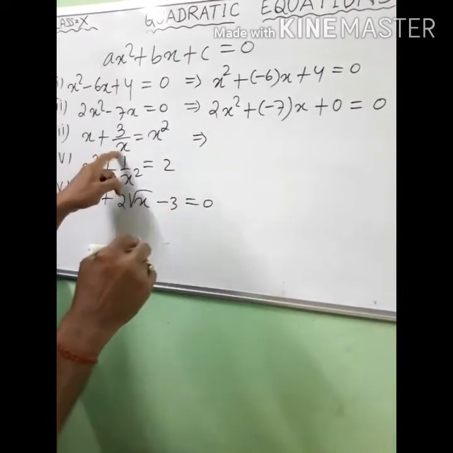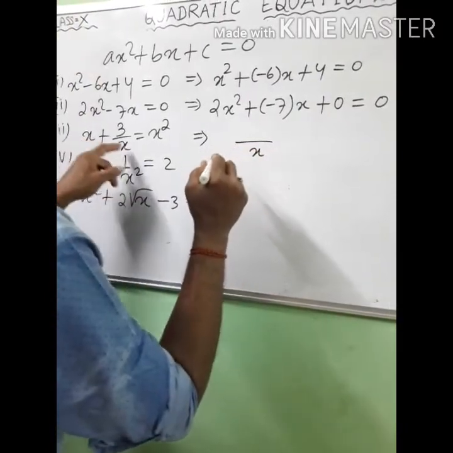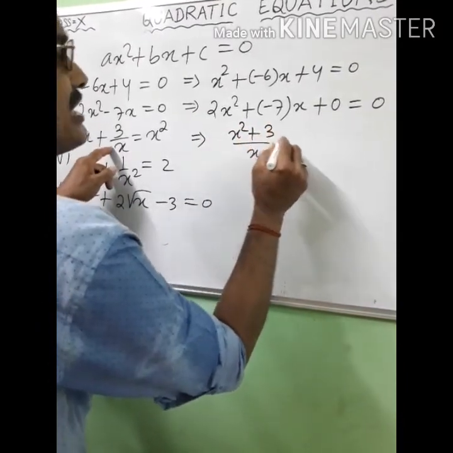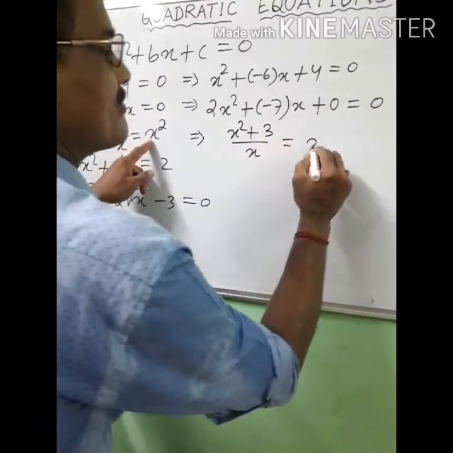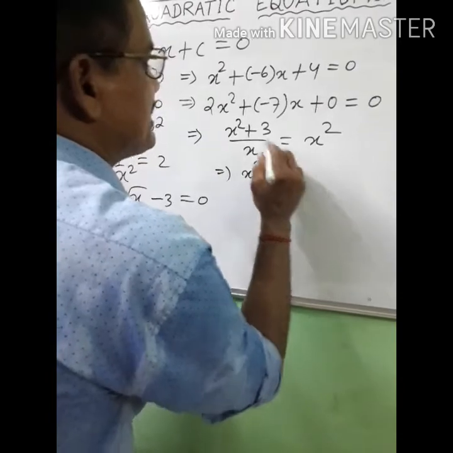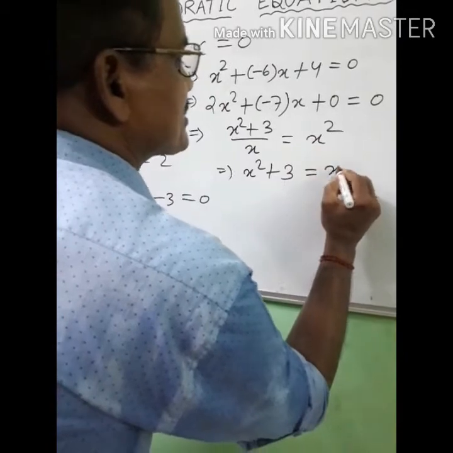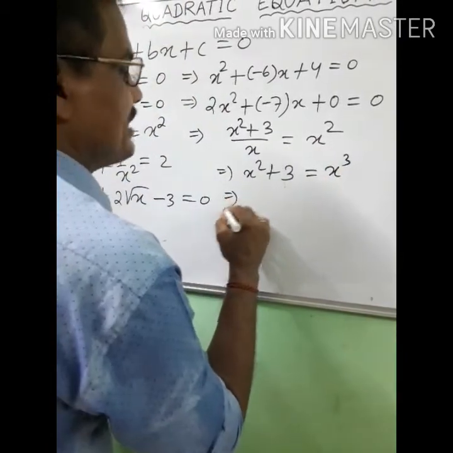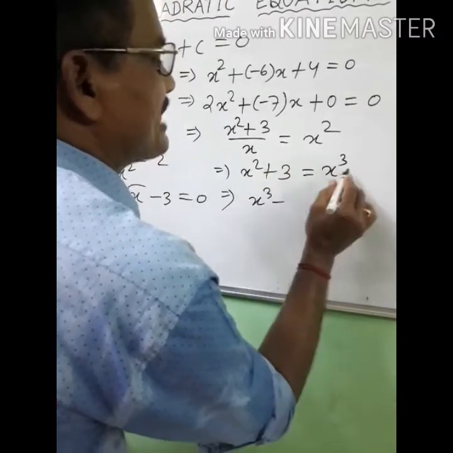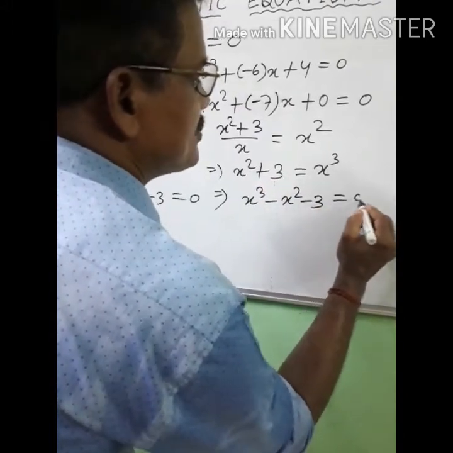So here we can take LCM x. So LCM x means x square plus 3 is equal to x square. That implies x square plus 3 is equal to x cube. x into x square means x cube. So let us simplify it. Here x cube minus x square will come to that side, and 3 will come to that side, minus 3 is equal to 0.